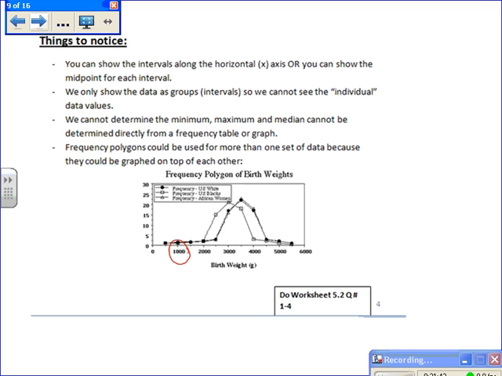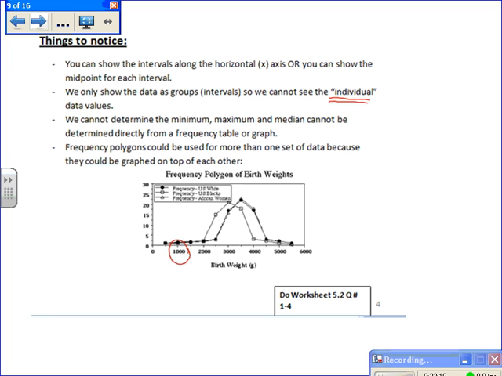We only show the data as groups. So even if there's a midpoint, it's still talking about a group or an interval, so you can't see individual data values. You're only seeing the frequencies for values that were within that group. That is important. You're getting an idea of how many times we have values in a particular interval, but you can't see the individual values.